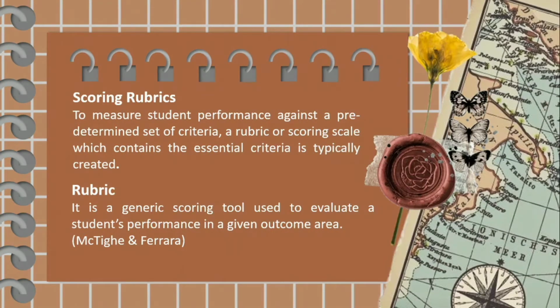So now, let's proceed to the scoring rubrics. So this scoring rubric is used to measure student performance against a predetermined set of criteria. A rubric or scoring scale, which contains the essential criteria, is typically created. So according to Teghe and Ferrara, a rubric is a generic scoring tool used to evaluate a student's performance in a given outcome area.